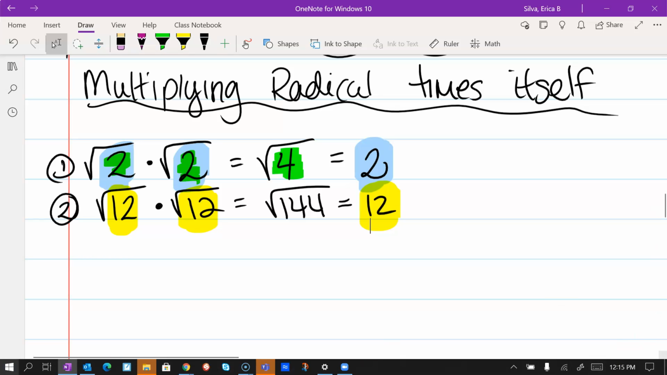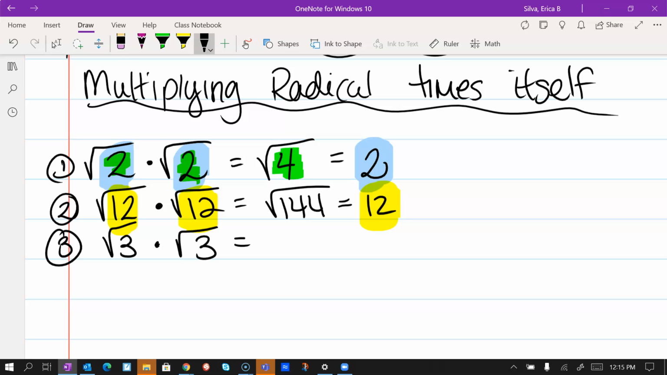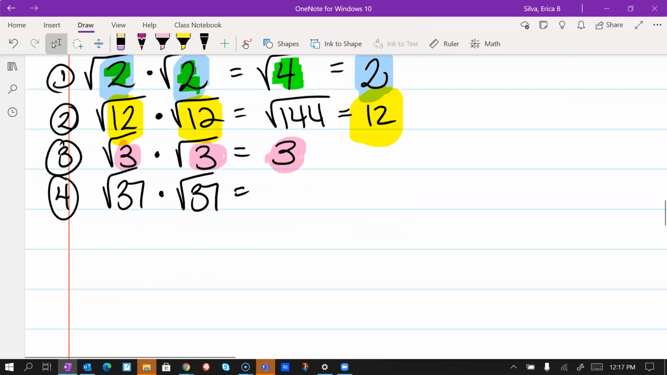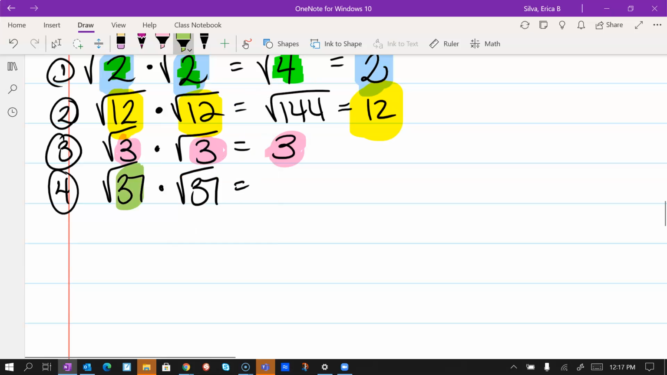So if you guys can go to your pear deck, we've got the square root of 3 times the square root of 3. And then we have the square root of 37 times the square root of 37. All right, so if you did the square root of 37 times the square root of 37, what does that give us? 37. So it's just the number inside the radical.